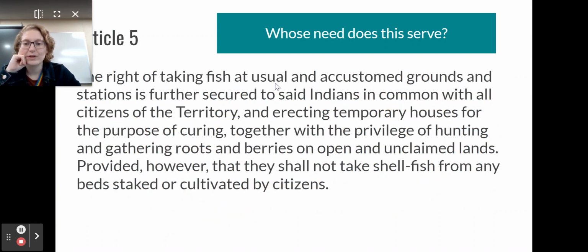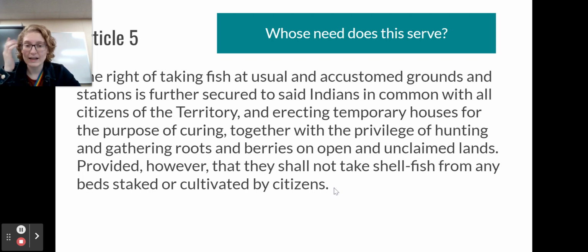Article 5. The right of taking fish at usual and accustomed grounds and stations is further secured to said Indians in common with all citizens of the territory, and erecting temporary houses for the purpose of curing, together with the privilege of hunting and gathering roots and berries on open and unclaimed lands, provided, however, that they shall not take shellfish from any bed staked or cultivated by citizens.